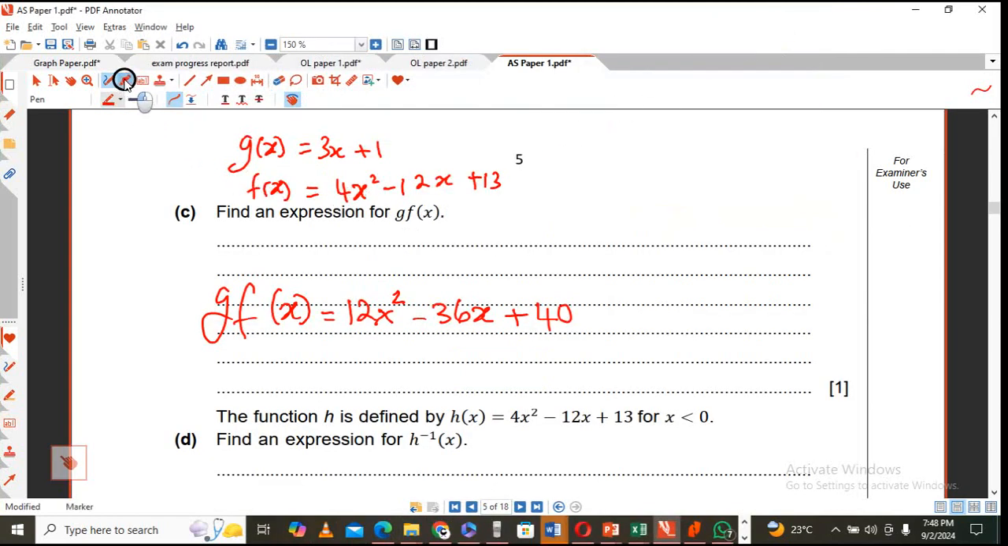You put the whole function, this one, the whole of f. Sorry, that's wrong. The whole function f, you put it here.